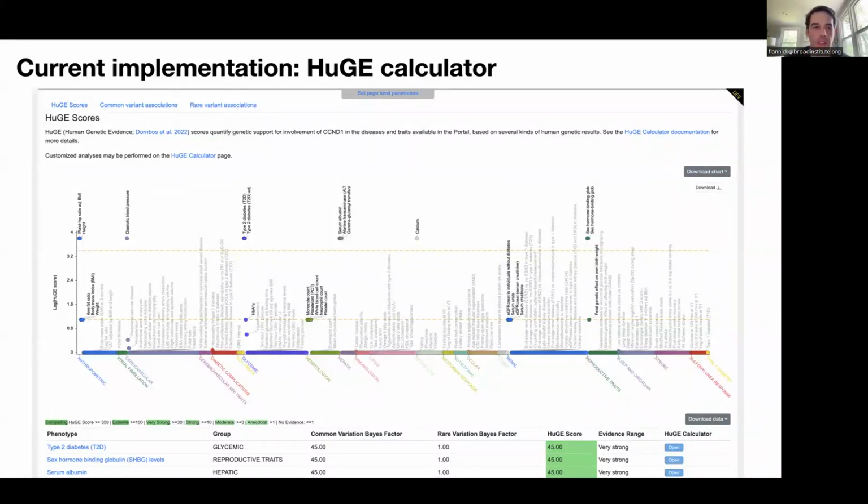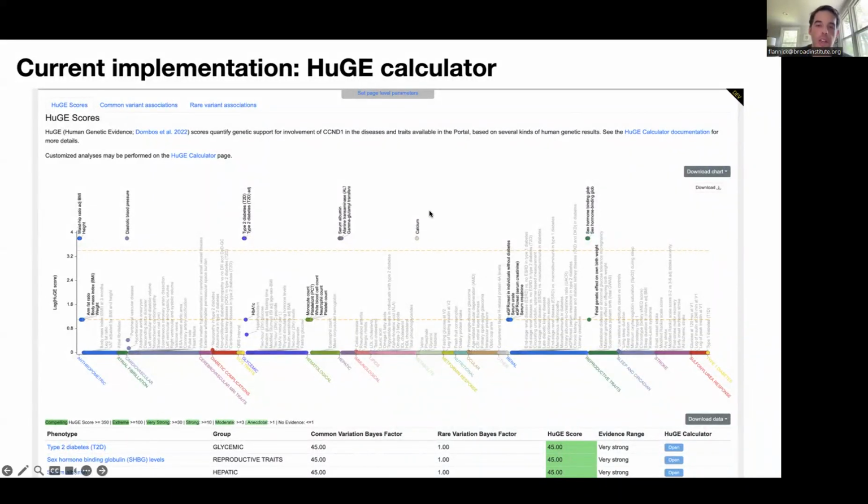It's the first thing that you see when you go to the gene page. And I'm showing the huge scores for, oh, CCND1. And one of the first things you can see here on the bottom is that we break apart the support into a common variant Bayes factor and a rare variant Bayes factor, which we have categories for how strong those are, and those map to probabilities in a way I won't get into today. And on the top, you have this combined score that combines both of them.